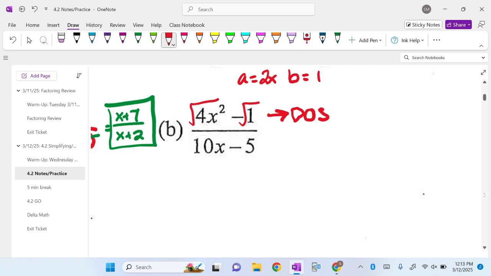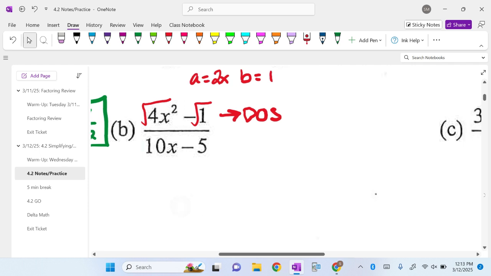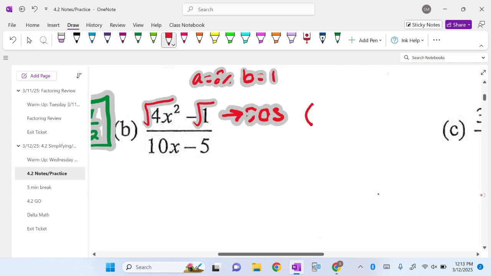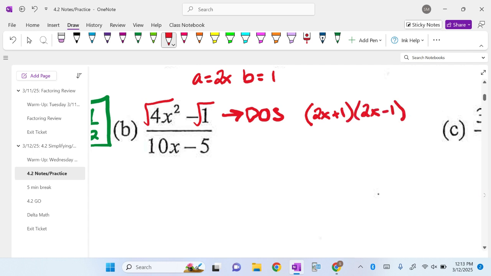1. So, now that I know what a and b is, what's my two factors? 2x plus 1, 2x minus 1. That's all you got to do. Now, the denominator is a little bit different because even though it's a two-term polynomial or a binomial, is that a difference of squares? No, because 10 and 5 are not perfect squares, neither is x. However, they do have what in common?